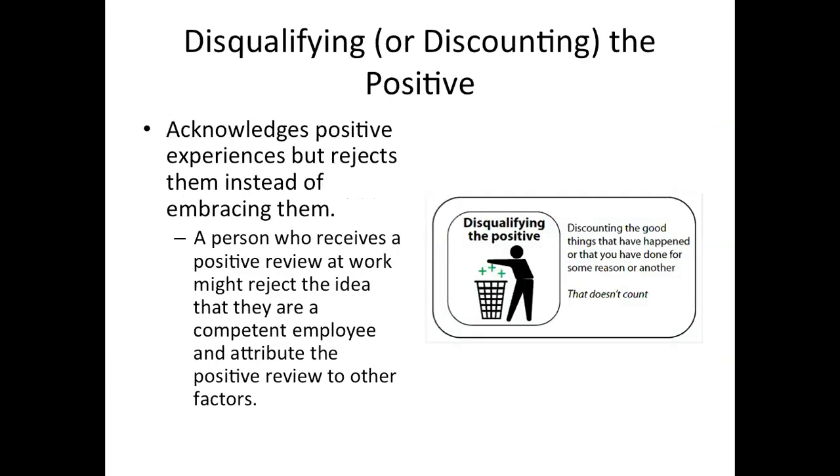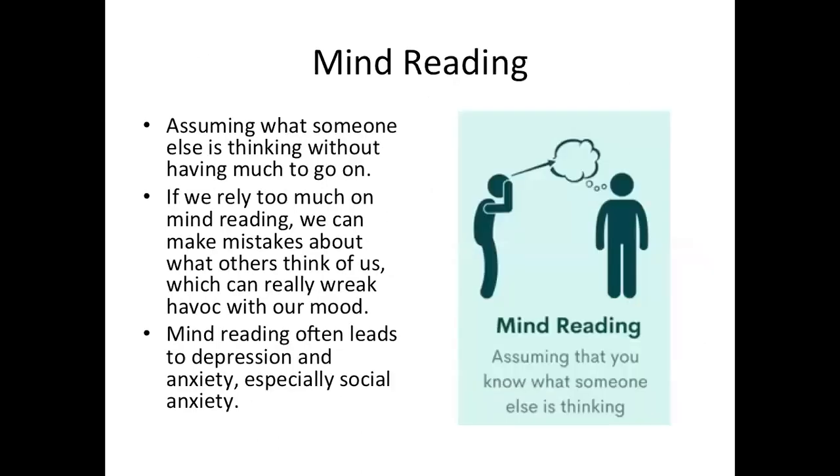Now, the other example is disqualifying or discounting the positive. And what we tend to do in this case is if something positive happens, we say, yeah, but. Anytime you hear, yeah, but, that person is discounting or disqualifying the positive. So they're acknowledging it, but they're saying it doesn't fully count. So that would be discounting the positive. So an example of that is, let's say a person receives a positive review or feedback at work. They might reject the belief that they're competent because they might say, oh, well, that person's just easy on everybody. Their review doesn't count.